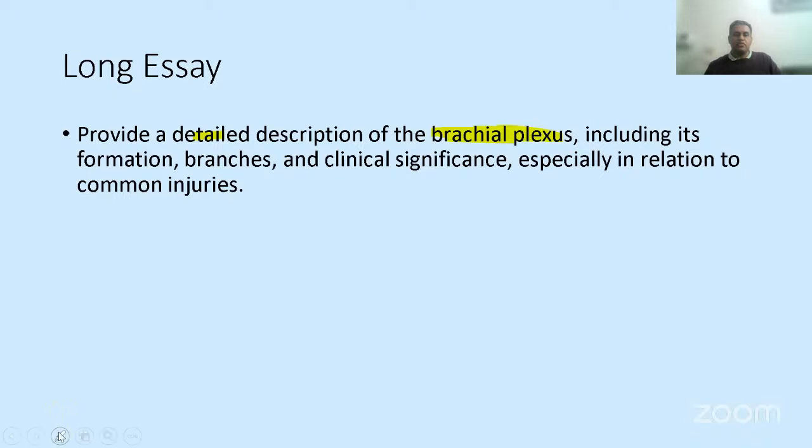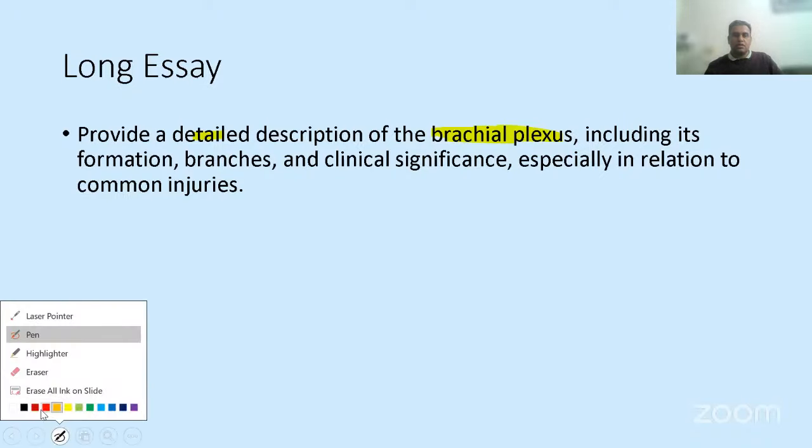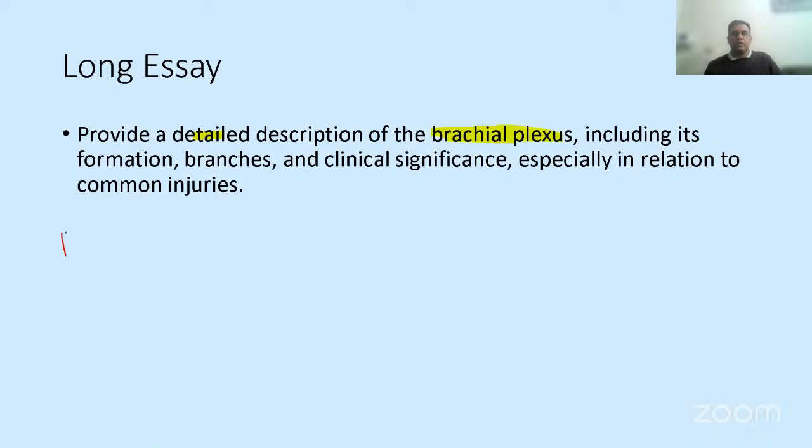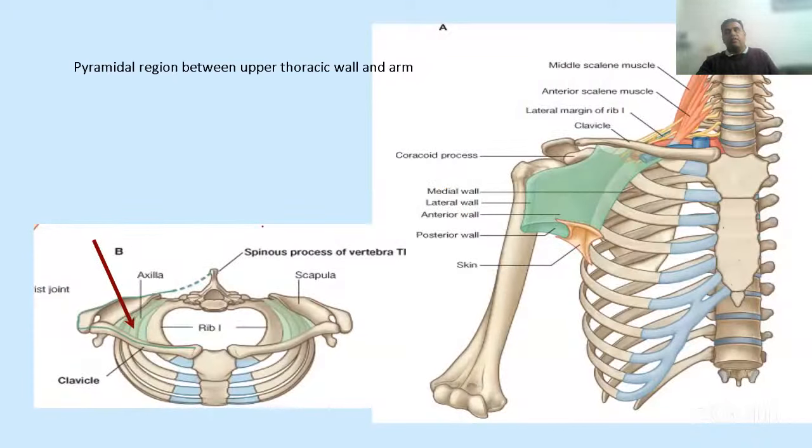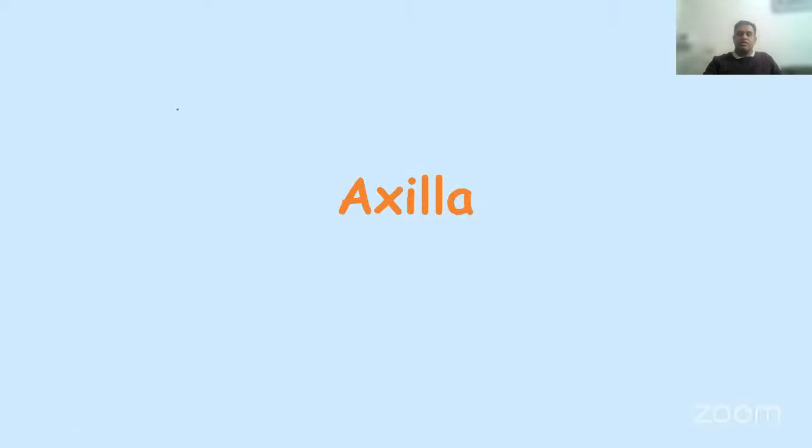Okay, let me switch on to the pen mode over here. Okay, so here we go, right? So brachial plexus. Brachial means the arm and plexus is a network of nerves. So let's begin. I'll just take you a little bit back, making you understand what actually the axilla was, because the brachial plexus is located in the axilla, right? So here we have started with the axilla.